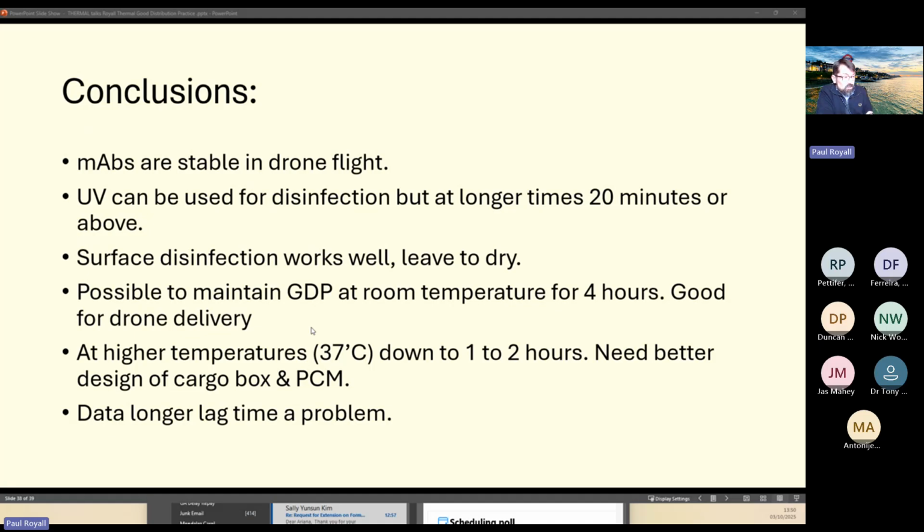Higher temperatures are difficult. We need a better design of cargo box. We can use DSC to look at the performance of our phase change materials. But the next thing we're going to do is start to develop different types of phase change materials that have a slightly lower mass. That could be using networks and fibers and films rather than a big block of stuff. But data loggers do have a lag problem.